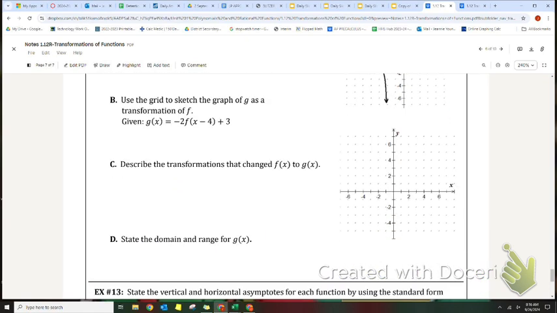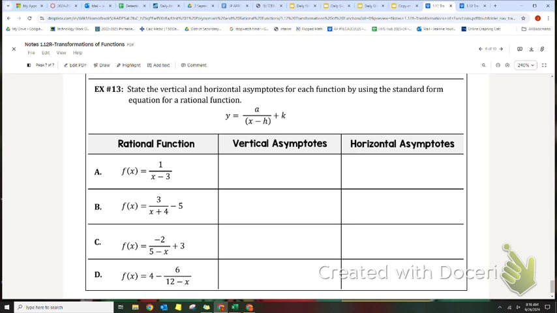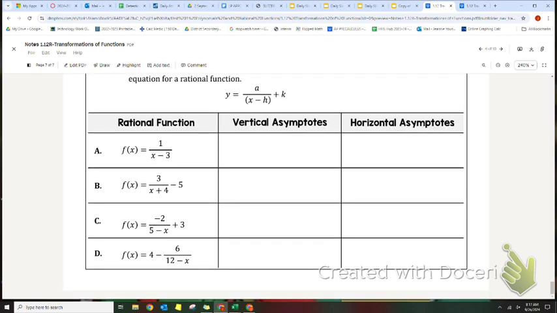And then finally, example 13, just a review. State the vertical and horizontal asymptotes for each function by using the standard form equation of a rational function, y equals a over x minus h plus k. All right, so A is really just a review one. So our vertical asymptote, well, nothing cancels, so I know that it's going to be the denominator equal to 0. So it's at x equals 3. And my horizontal asymptote, where's my highest degree? It is on bottom, so therefore it is at y equals 0.